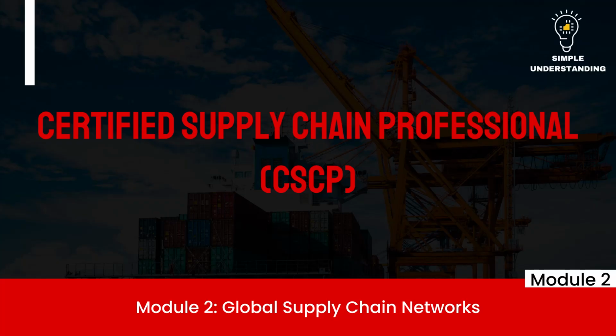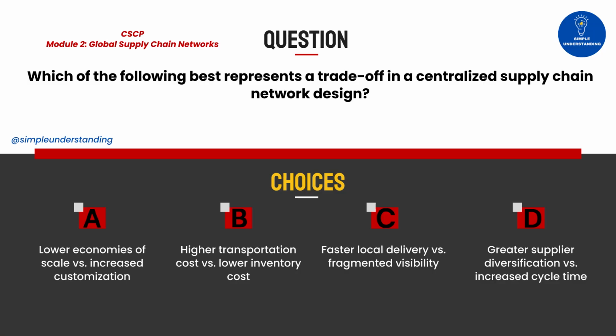Let's begin with Module 2, Global Supply Chain Networks. 1. Which of the following best represents a trade-off in a centralized supply chain network design? A. Lower economies of scale versus increased customization. B. Higher transportation cost versus lower inventory cost. C. Faster local delivery versus fragmented visibility. D. Greater supplier diversification versus increased cycle time.